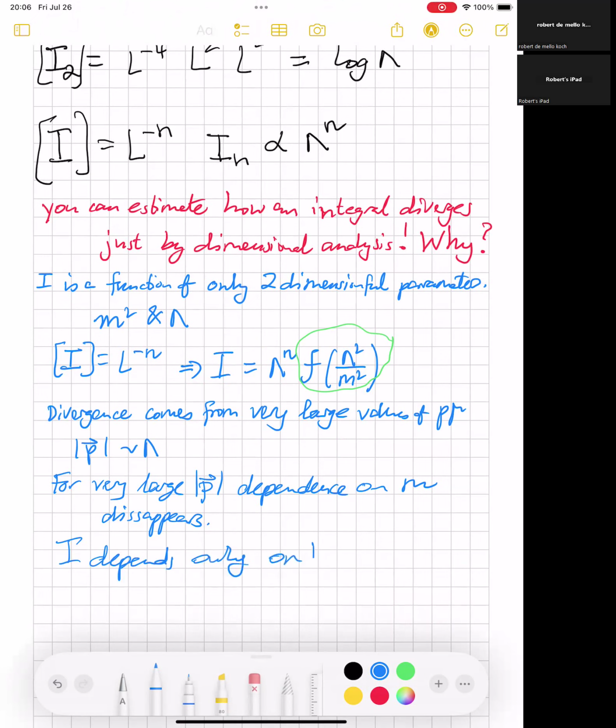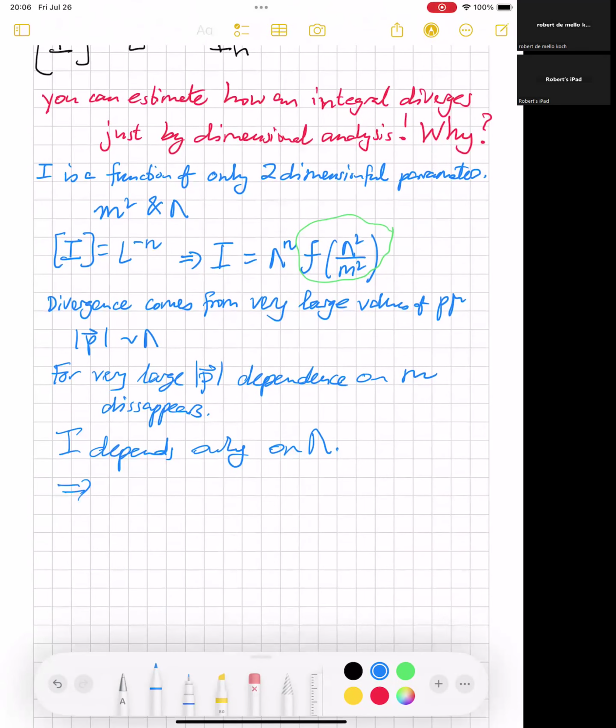And because there's only one dimensionful parameter, it means that the dependence of I on lambda is dictated by dimensional analysis. Okay, so this is the idea. So what are the key points? Well, naively, you could have had the dependence also on the mass squared, and then, as I've explained, that would have complicated the problem. But this dependence on the mass squared just disappears at very large momenta. And that's precisely the region that we're interested in. That's precisely the region where we want to estimate things.